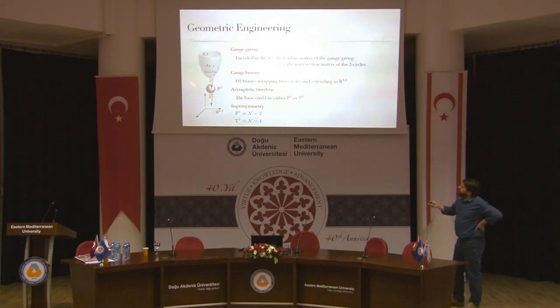Here I have the space with a bunch of spheres, and I have what are called D2 branes. These are actually three-dimensional objects. So this refers to the space dimensions, not time. So this is a three-dimensional object, and you can wrap them on these different two-dimensional submanifolds or subspaces.